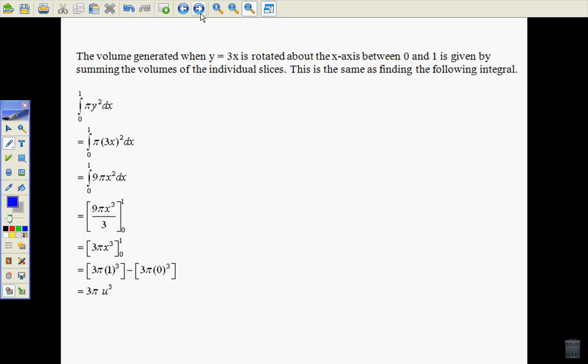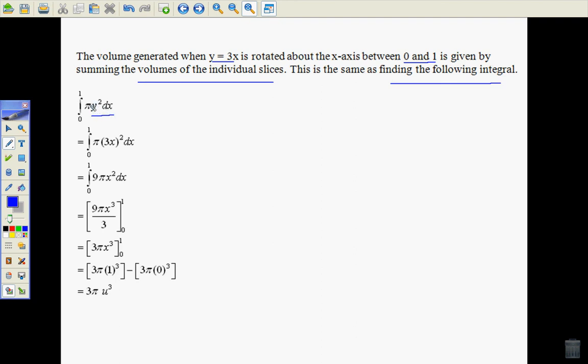It's similar to what we talked about with the idea of the integration, when we try to get the thickness as small as possible, and that means the more cylinders we would have. The more cylinders we have, the better our actual volume would be. So we take our curve y is equal to 3x between 0 and 1 and sum the volumes of those individual slices. That's really the same as finding the integral from 0 to 1 of pi y squared dx. Now this gives us a little bit of a problem, because we've got a function y, but we want to integrate with respect to x.